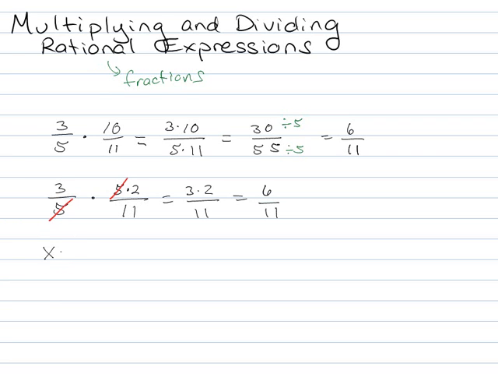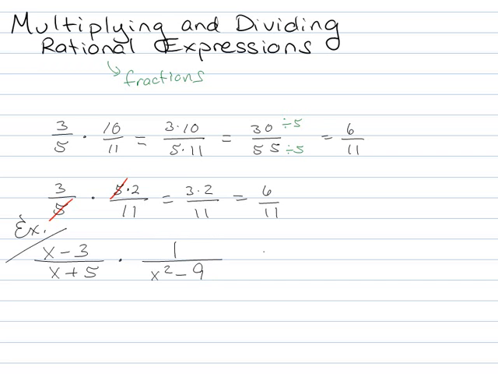So let's say we've got something like this, x minus 3 over x plus 5 times 2x plus 10 over x squared minus 9. Actually, before I get too crazy, let's go ahead and make the thing on the top just 1. That'll be a little bit better. All right, so let's try something like this.